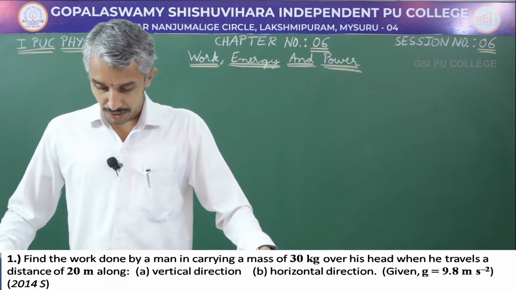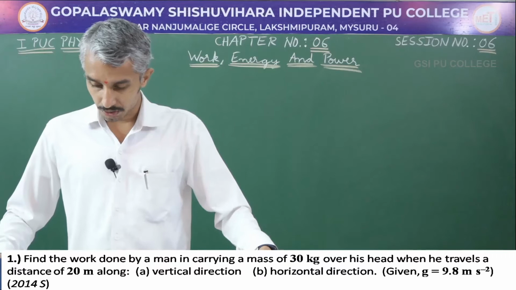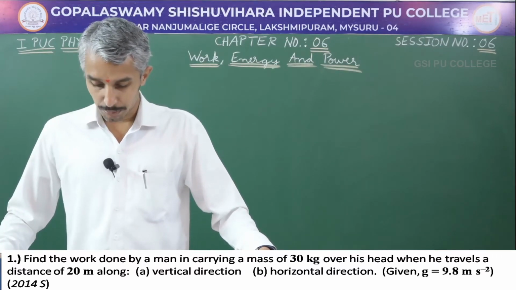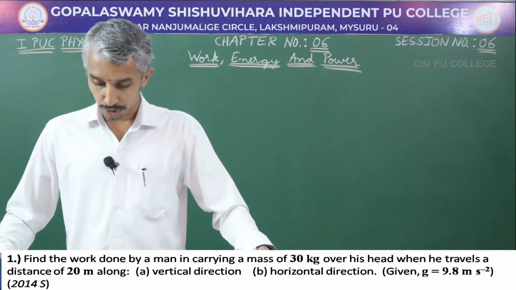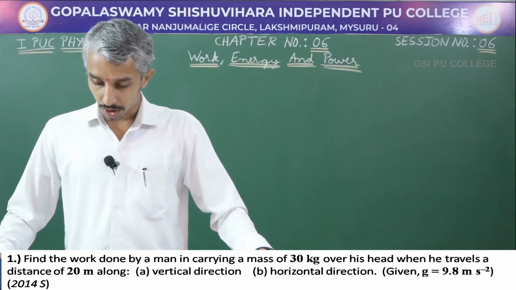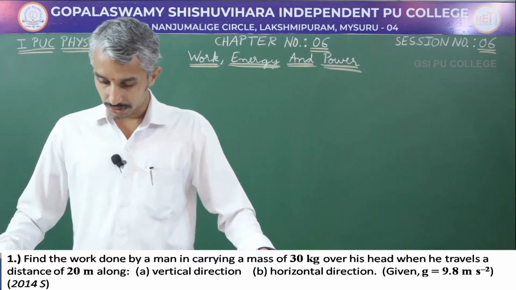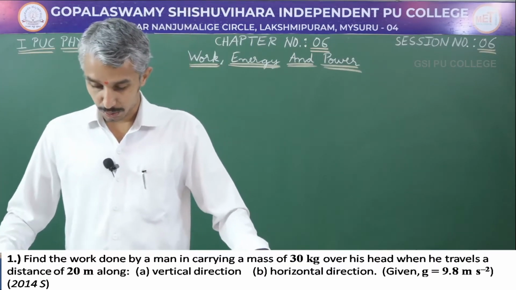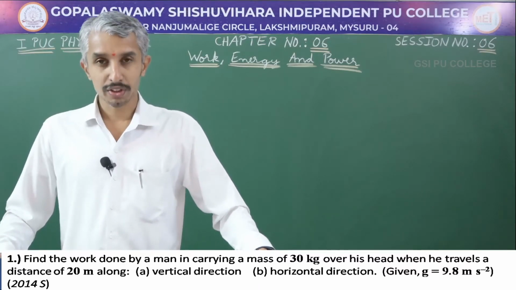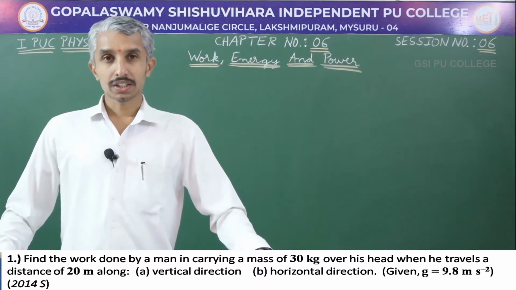Find the work done by a man in carrying a mass of 30 kg over his head when he travels a distance of 20 meter along sub question A, vertical direction, and sub question B, along the horizontal direction, given g is equal to 9.8 meter per second square. This question was asked in the 2014 supplementary paper. So let us solve this numerical.